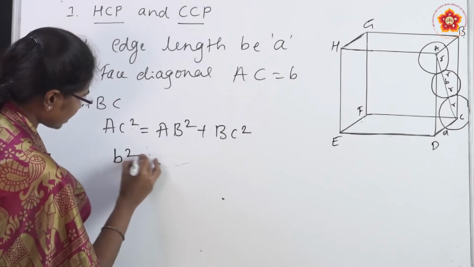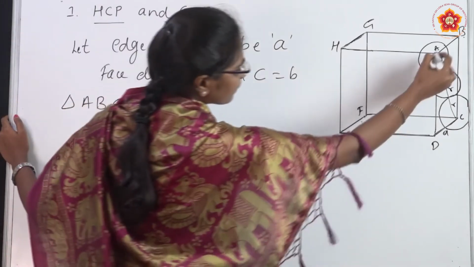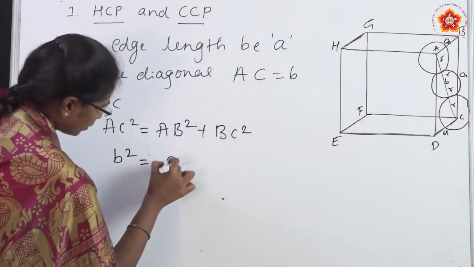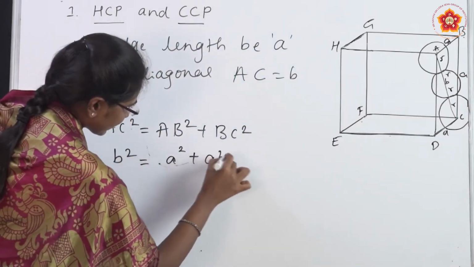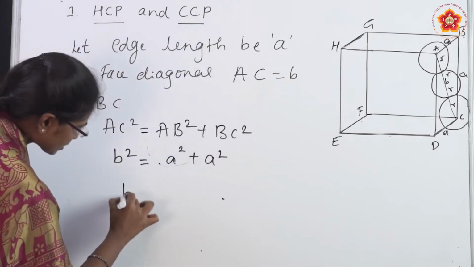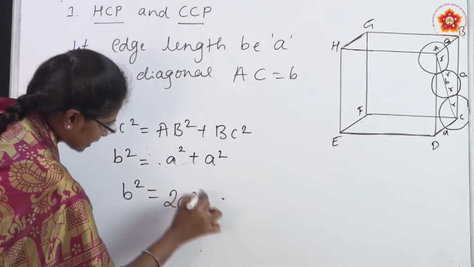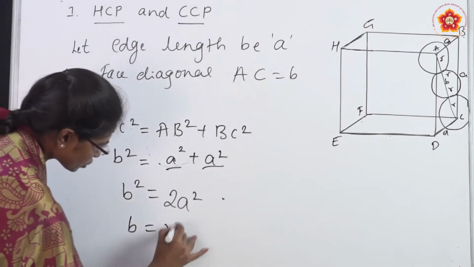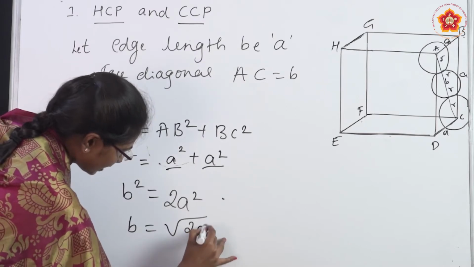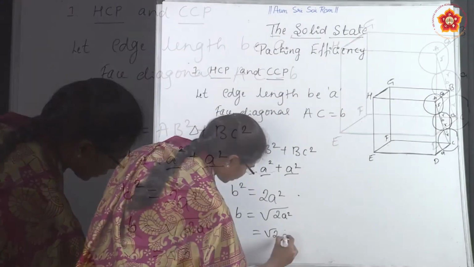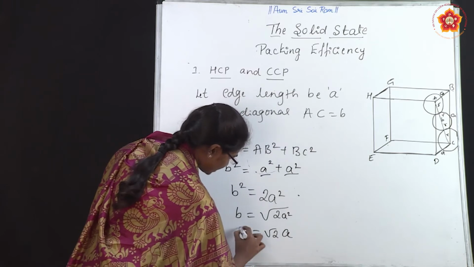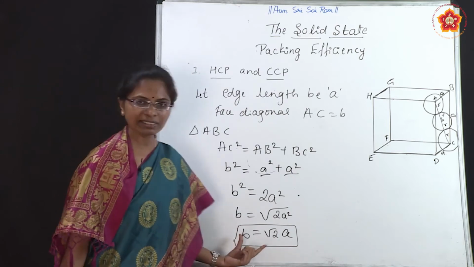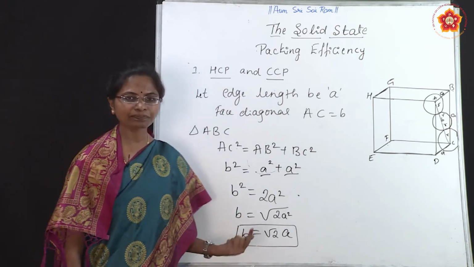So, B square is equal to, what is AB? AB is edge length A and BC is also edge length A. So, A square plus A square. B square is equal to 2A square, and B is equal to square root of 2A square, which is equal to square root of 2 times A. This is the value we got for B.